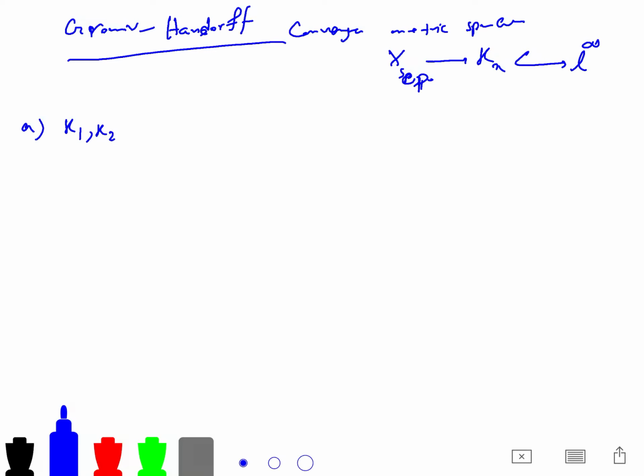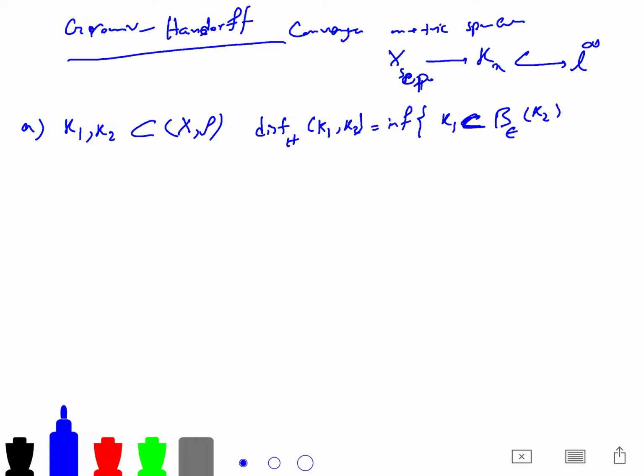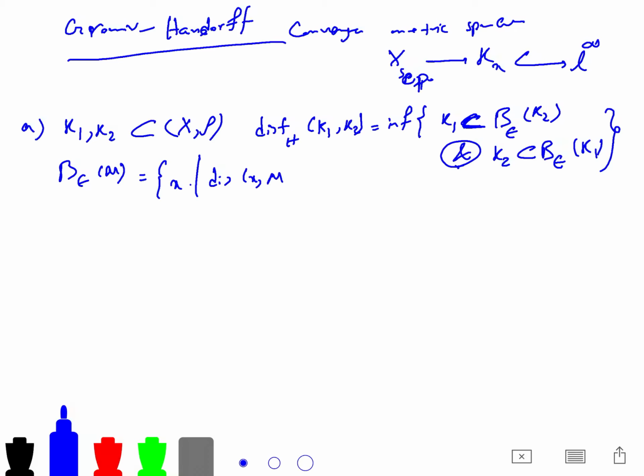if K1 and K2 are subsets of X and rho, which is a closed subspace, of course, then the Hausdorff distance between K1 and K2 is defined as the infimum of epsilon such that K1 is inside the epsilon-radius ball of K2, and K2 is a subset of the epsilon ball of K1. And you know that when I say epsilon ball, I mean all x where the distance of x and M, your manifold, is less than or equal to epsilon.